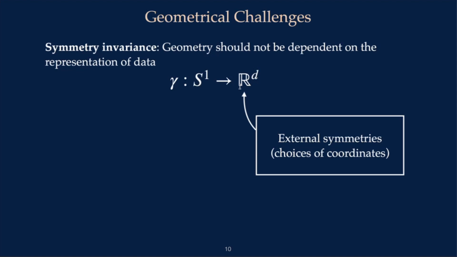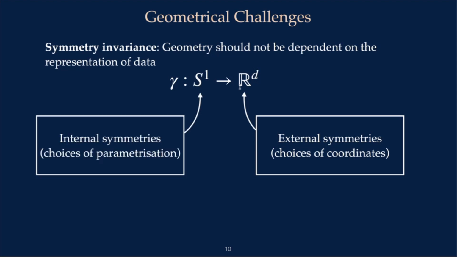One is external symmetries. These are choices of coordinates. So we could think about, for example, in the case of a cancer cell, it doesn't matter how I rotate my cancer cell on my Petri dish or under my microscope. The shape of the cancer cell stays the same. So we want any geometric description of our cancer cell to be invariant with respect to this rotational symmetry.